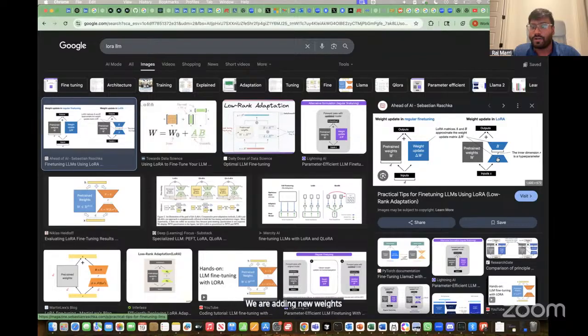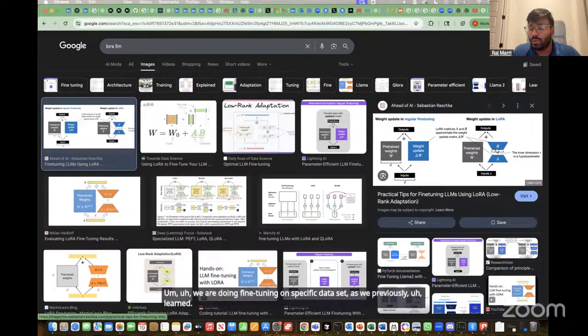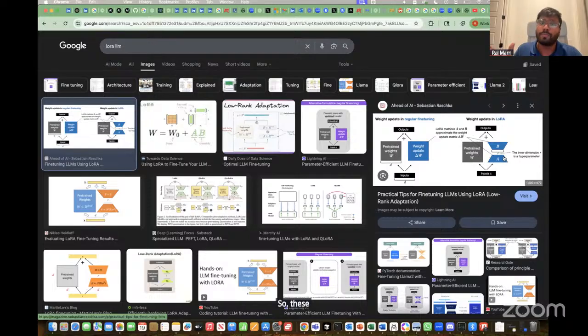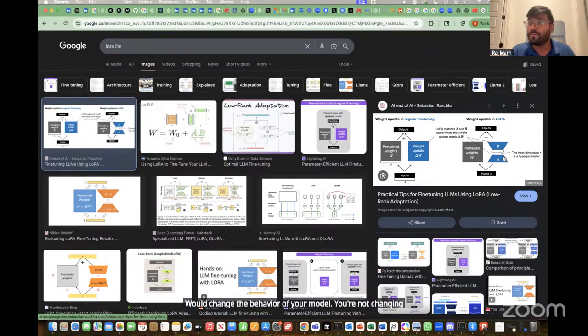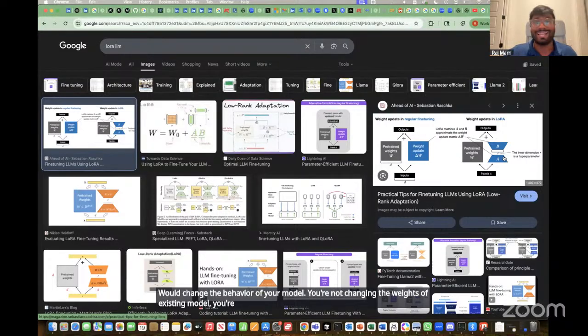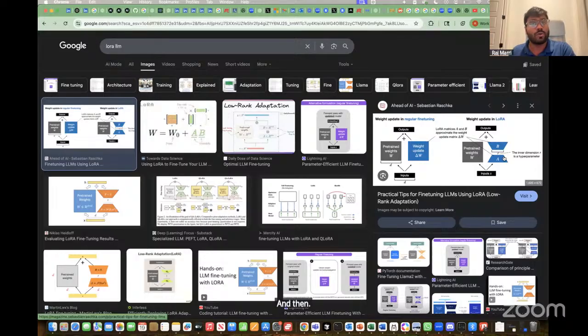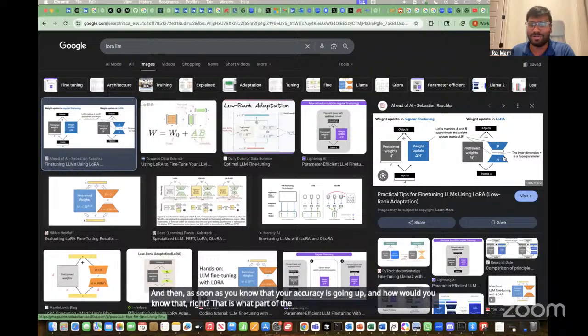And now what we're doing is we are only training, we are doing fine tuning on a specific dataset as we previously learned, right? So these weights would contribute to that behavior. At the end of the day, these weights that you add would change the behavior of your model. You're not changing the weights of the existing model. You're just introducing new weights and then you're fine tuning that. And as soon as you know that your accuracy is going up, and how would you know that, right? That is part of the evaluations. Evaluations are really important.